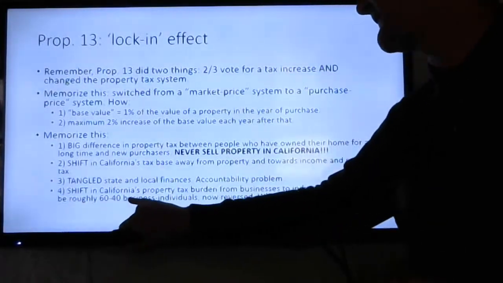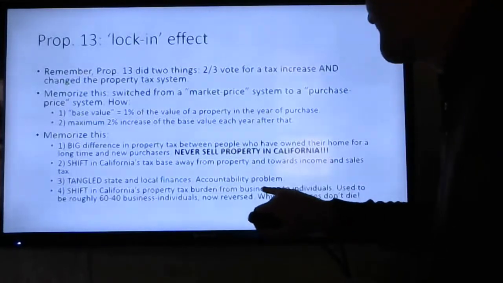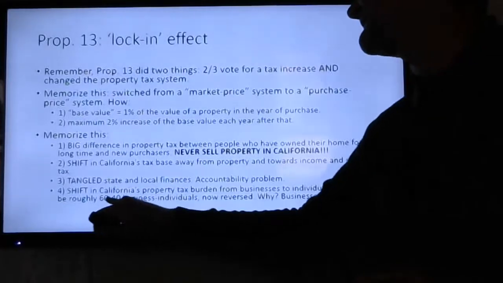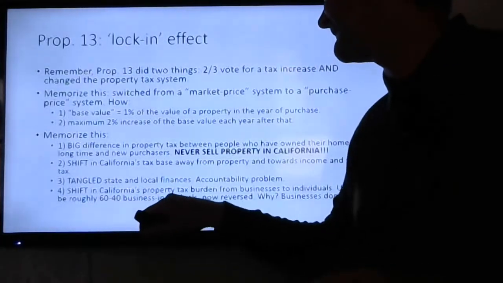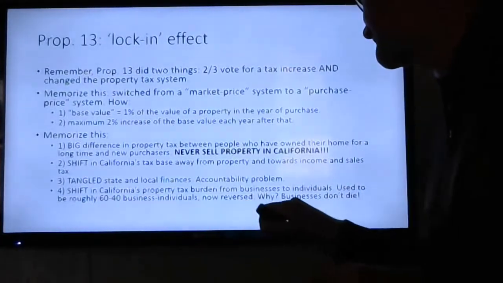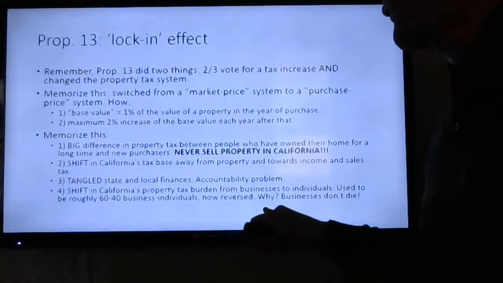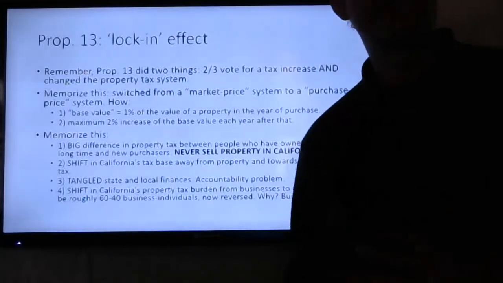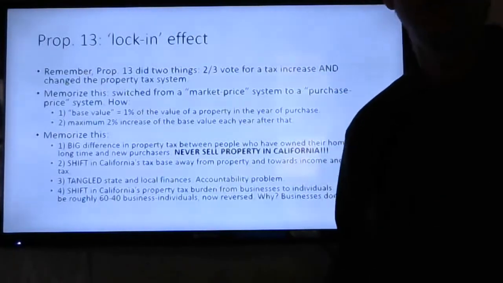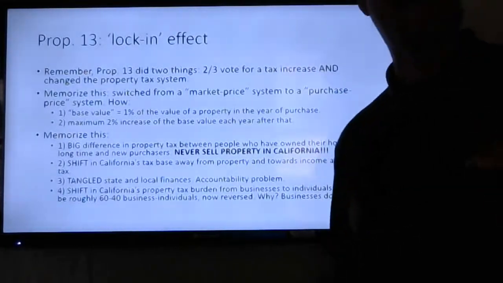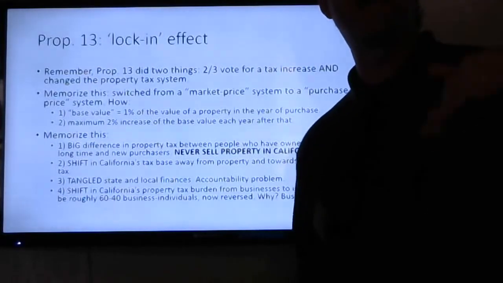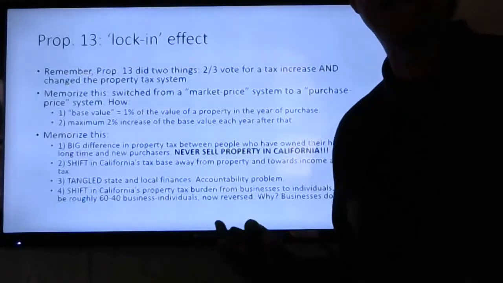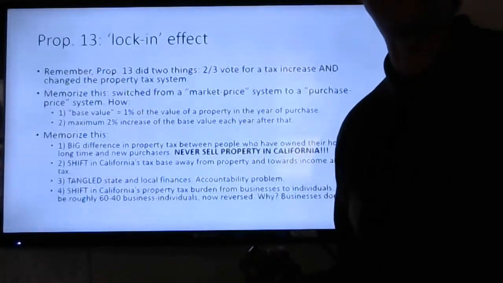Fourth, a shift in California's property tax burden from businesses to individuals. It used to be roughly 60% was paid by businesses and 40% by individuals, and now that's effectively reversed. Why? Businesses don't die, okay? If you sell your house to move to a new area to take a new job, your house will be revalued and the new buyer will pay a higher rate than you were. But businesses, well, they never die. They don't move to take a new job somewhere.